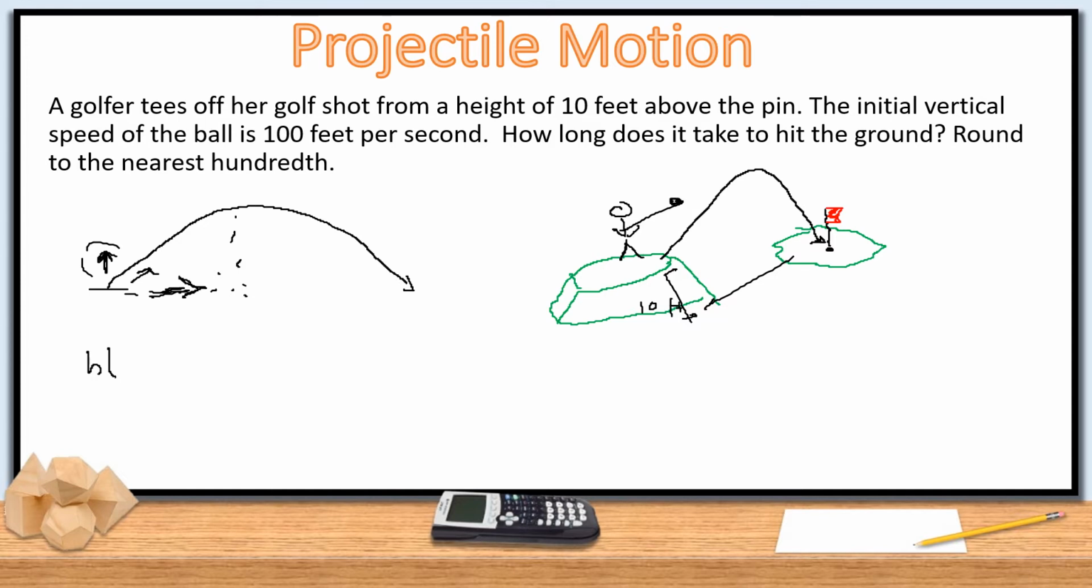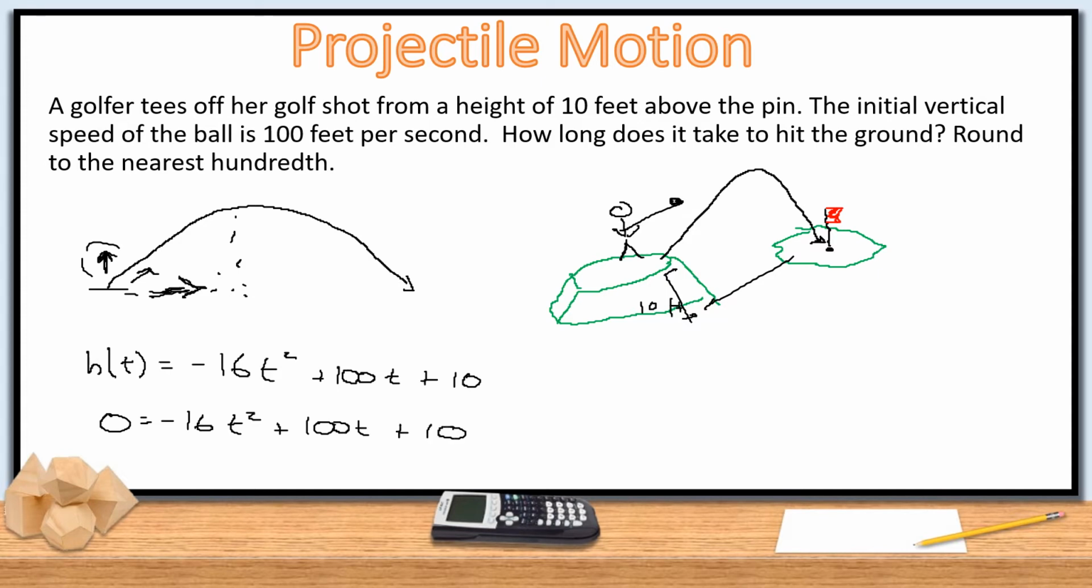So change in height over time, it's in feet, so minus 16 t squared. Initial vertical speed is 100, so 100 t, and starting height is plus 10. How long does it take for it to hit the ground? When it hits the ground, the height would be 0. So 0 equals minus 16 t squared plus 100 t plus 10.